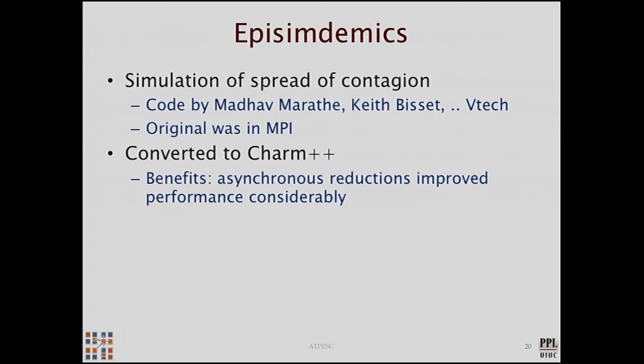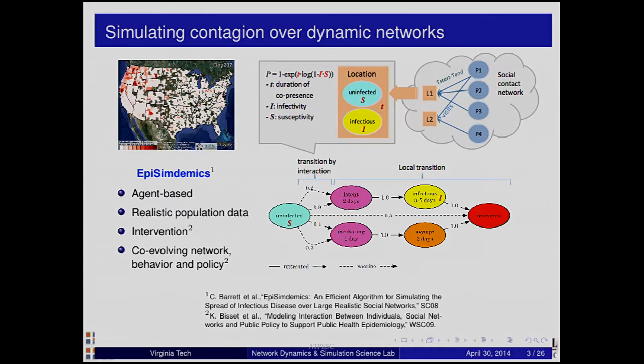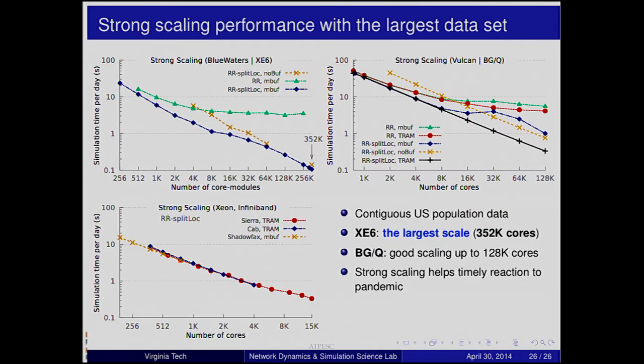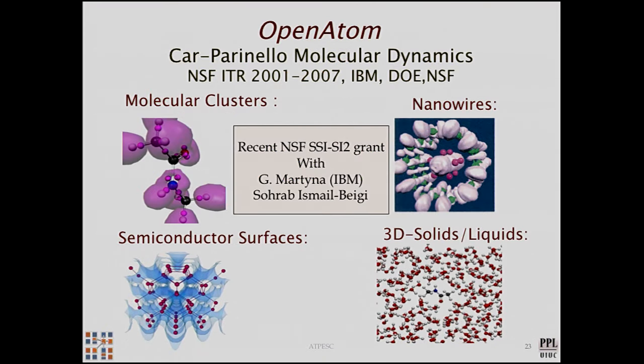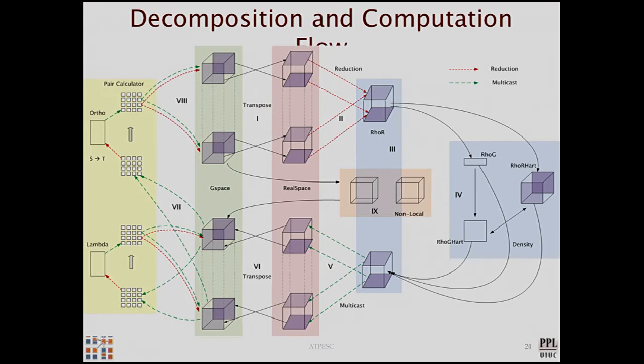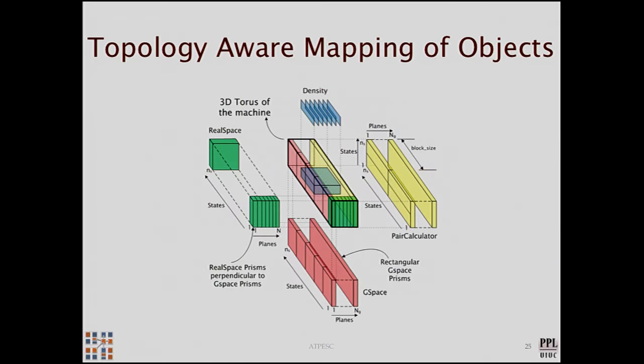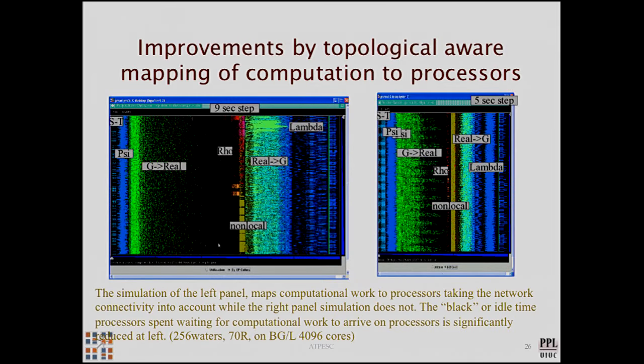EpiSimdemics is another code which was recently in the news because of the Ebola epidemic and its use in that. It simulates a spread of contagion through populations. It doesn't have to be disease. It could be information, viruses, computer viruses, and so on. So that has scaled very well as well. OpenAtom is a quantum chemistry application. And the interesting thing about that application is that we're able to do topology-aware, processor topology-aware mapping of that application to processors, which I won't tell you much about here.